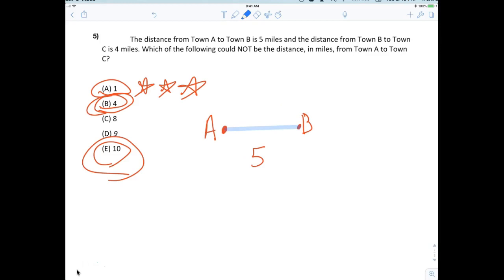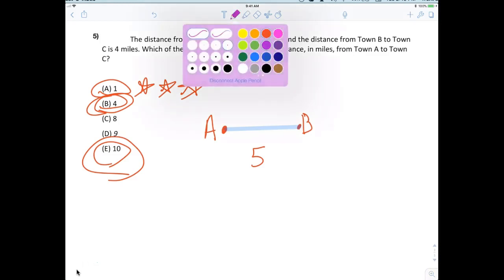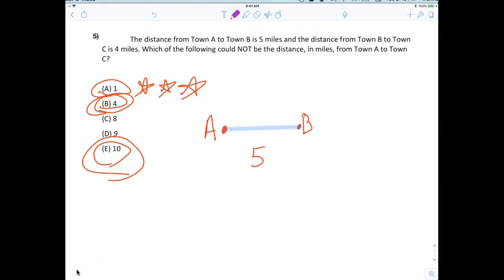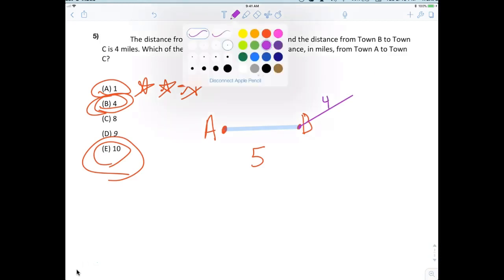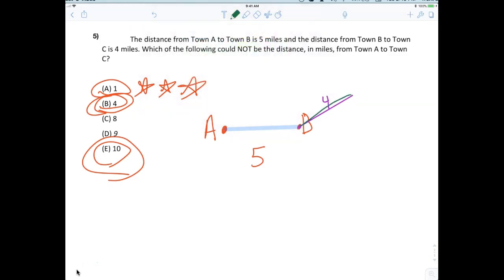So now please watch. From B to C is how many miles? 4. Now watch what I'm going to do. And I need your attention. Please put your eyes up here. So from B to C is how many units? 4. So I'm going to put a 4 right there. Now what I'm going to do is I'm going to come over here. Please look. From here to here is still 4, right? But I'm going to move it down here.